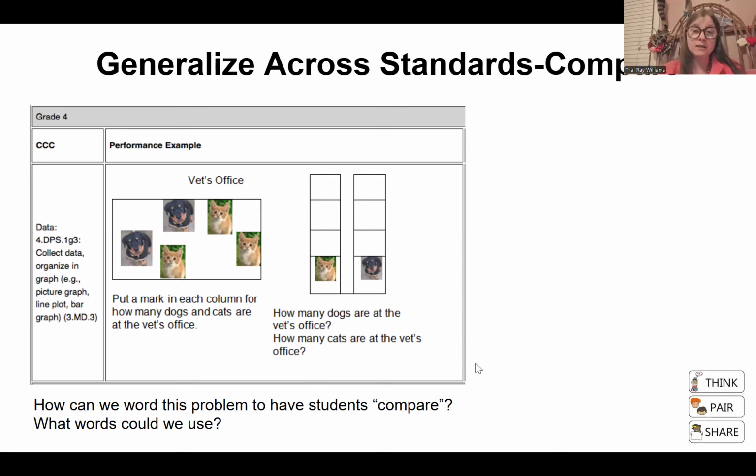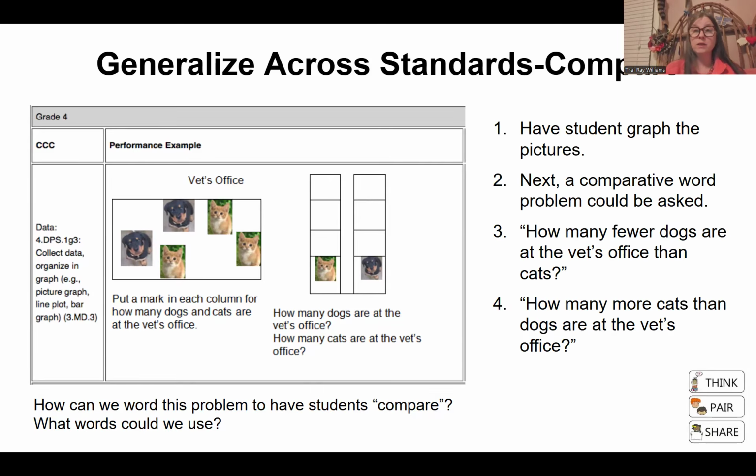So again, that's an example of how you can embed word problems, or you can take a standard and then turn it into a word problem so that students are getting that opportunity to practice those skills and to generalize them, but you're also doing it within standards, so you're meeting standards. So again, you would have the students graph the pictures. You would use the comparative word, and you would use a comparative word problem, which I just gave you an example of.